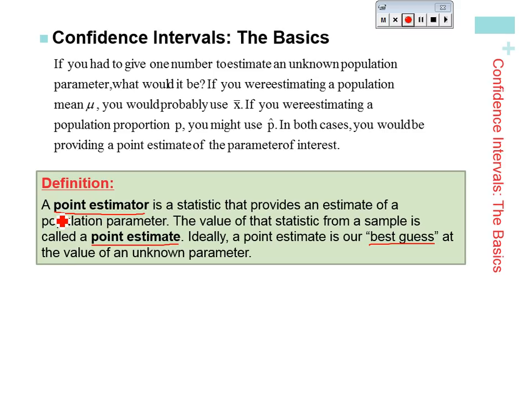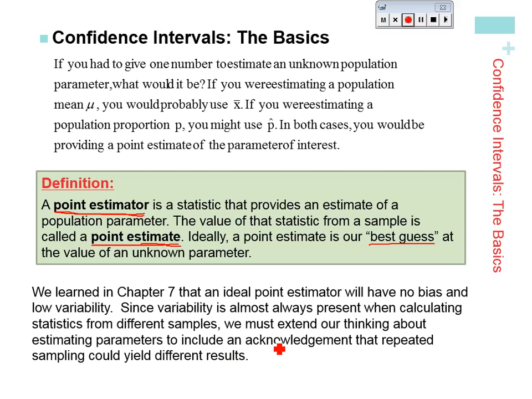So a point estimator is the name of the statistic, meaning the sample mean or the sample standard deviation or the sample median, something like that. The point estimate is what that actual value is. We learned in Chapter 7 that an ideal point estimator will have no bias. Remember, bias refers to accuracy and low variability. Keep in mind we're measuring variability with standard deviation.